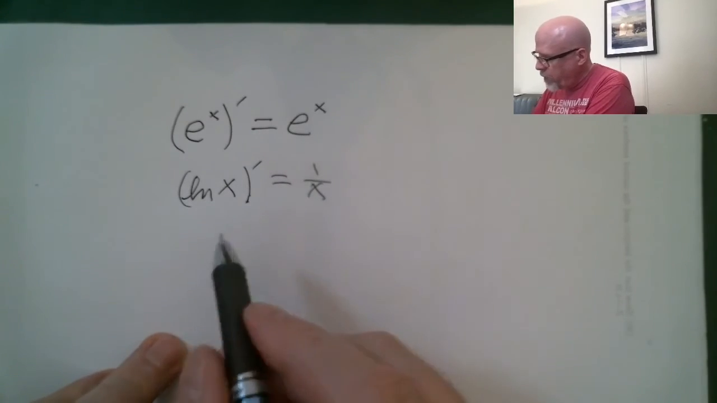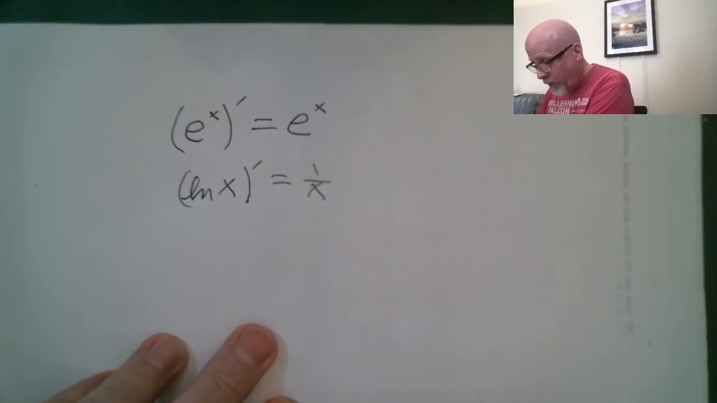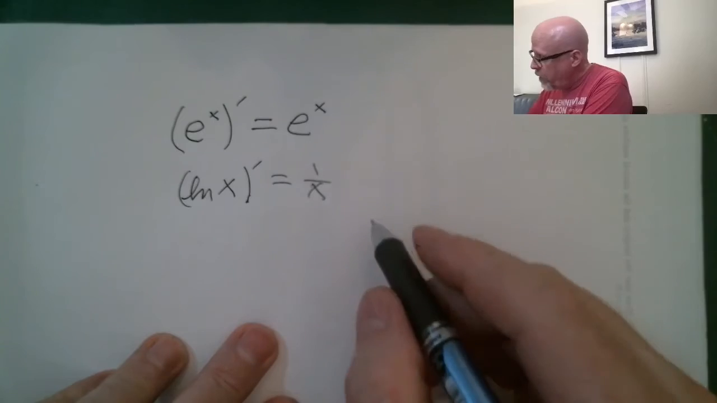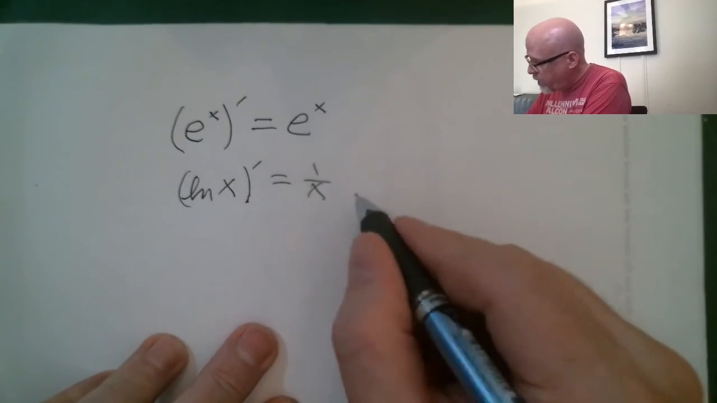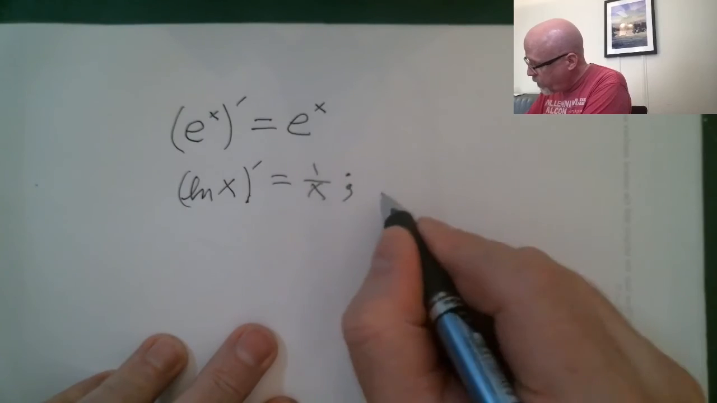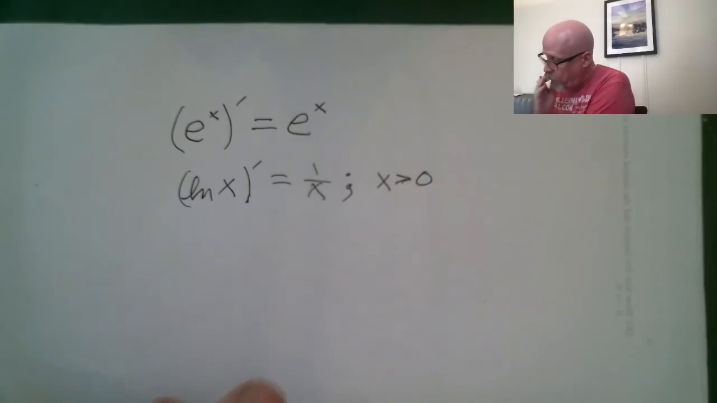Watch out for one thing, though, with this. The natural log is defined only for numbers to the right of 0, for positive numbers. So we should really say the natural log's derivative is 1 over x with a restriction on its domain. X has to be greater than 0.